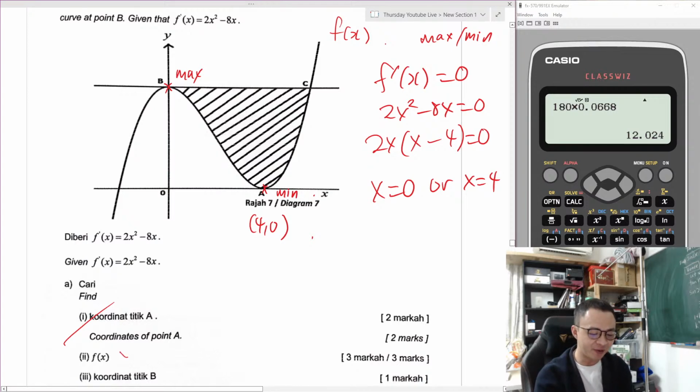Alright, then they asked me to find f(x). I know in order to find f(x), I need to integrate the dy/dx, right?